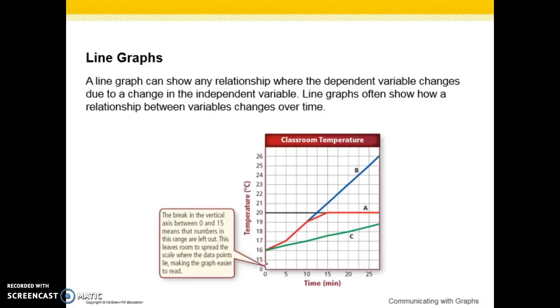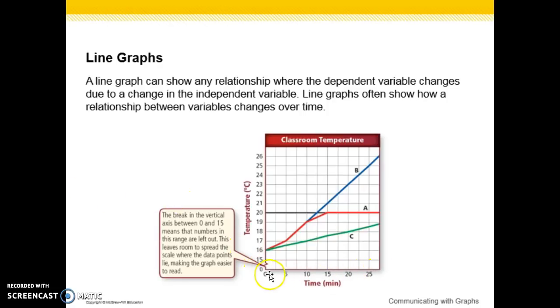What does that mean? Well, think about social studies. What's one of the first things that you start learning about? A timeline, right? Events as they occur over amount of time. Well, in science, a line graph is much the same thing. It's a historical graph of how things are changing over a set distance of time. So notice the break in the vertical axis between 0 and 15 means that the numbers in this range are left out. This leaves room to spread the scale where the data points lie, making the graph easier to read.